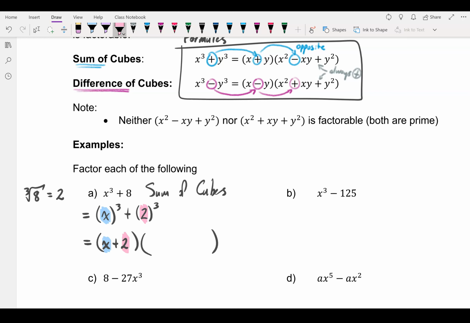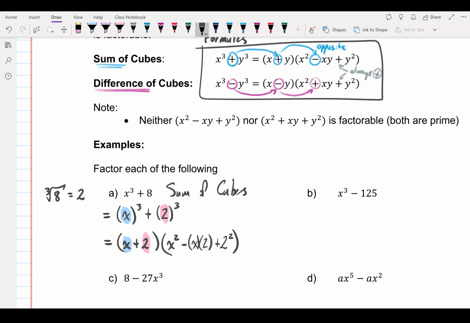And this is kind of our y term. I'm looking at this up here. What else? Well, follow the rule. It's x squared, so take the first thing squared, minus x times y. So in this case, I'm just going to write x times our y, which is 2, and then plus our 2 squared, or our y term squared.